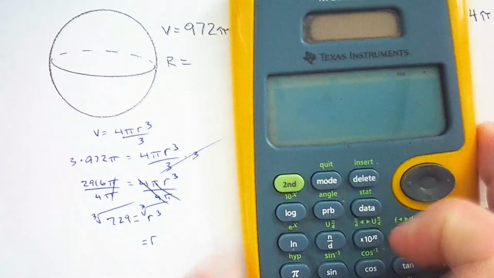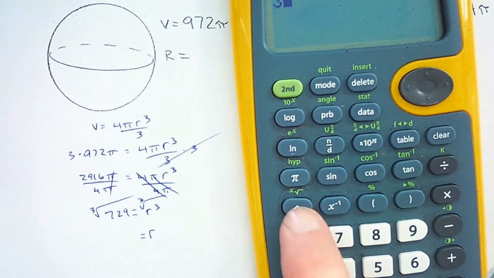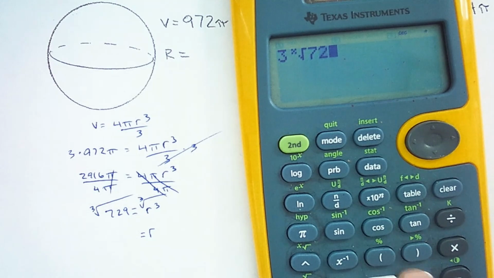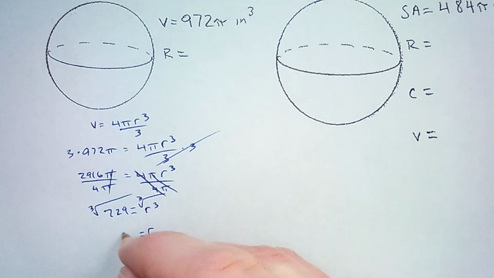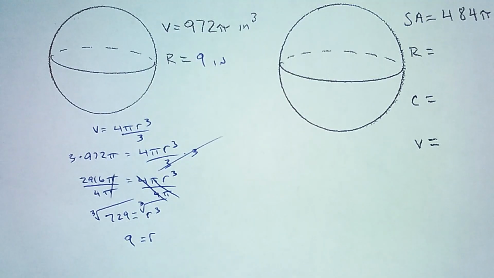And here's how we'll put that into this calculator. We will type a 3 and then second and x root. So we get that on our calculator, 729, and that is 9. So we get the radius is 9 inches.